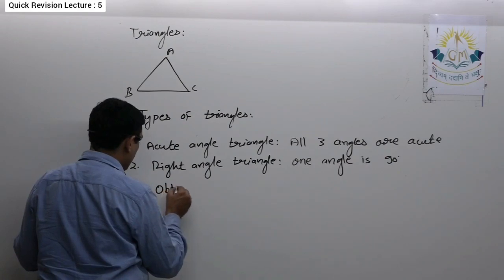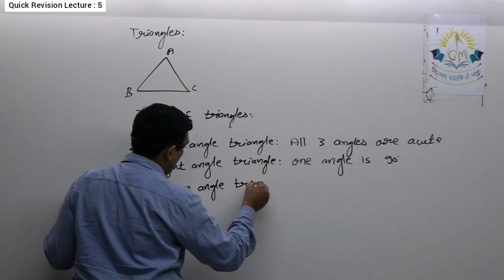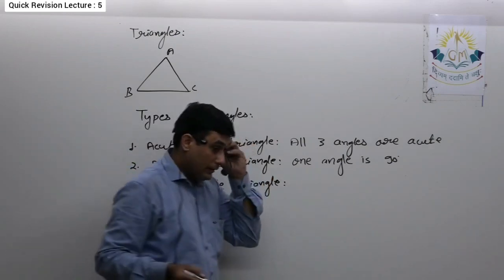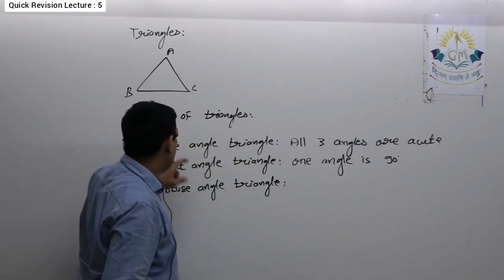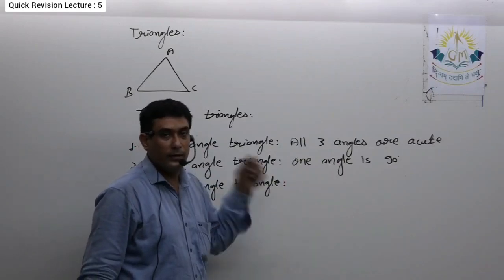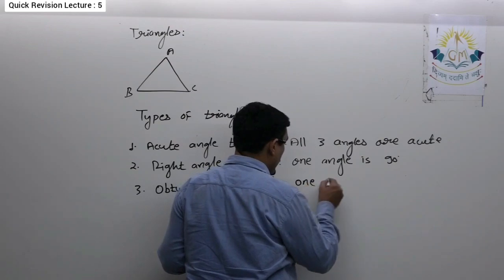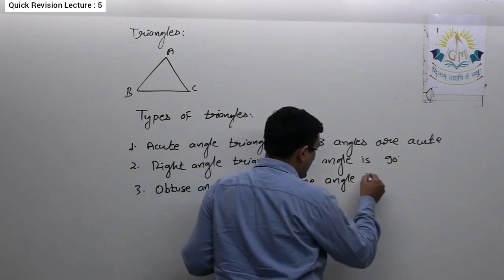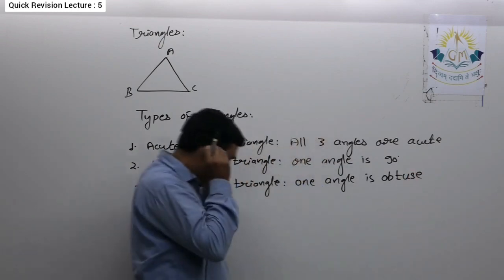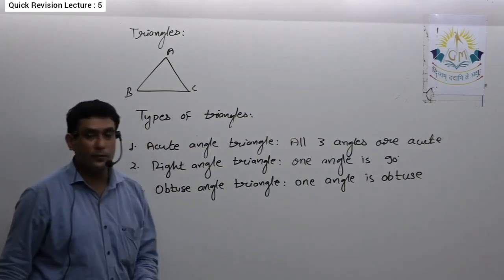Third one is the obtuse angle triangle. Now, an obtuse angle triangle, see, you people are defining it like this: if all three angles are acute, you say all angles are obtuse, which is not possible. So here one angle is obtuse, or one angle has a measure greater than 90. So these are the three types of triangle.